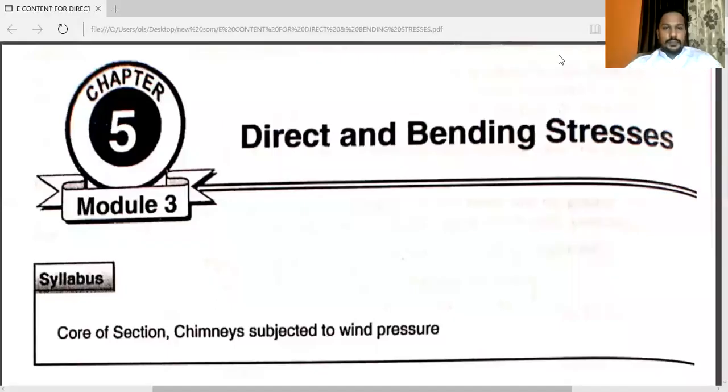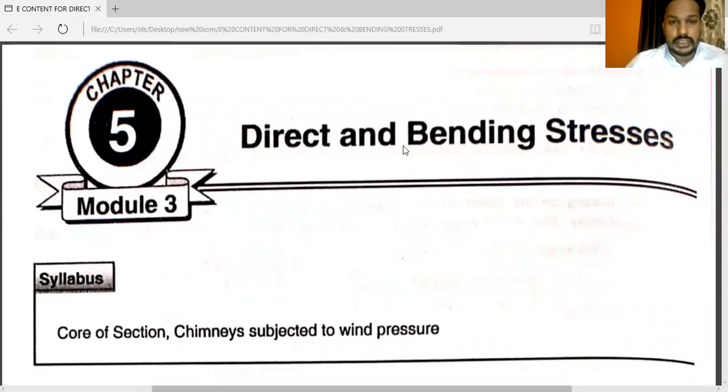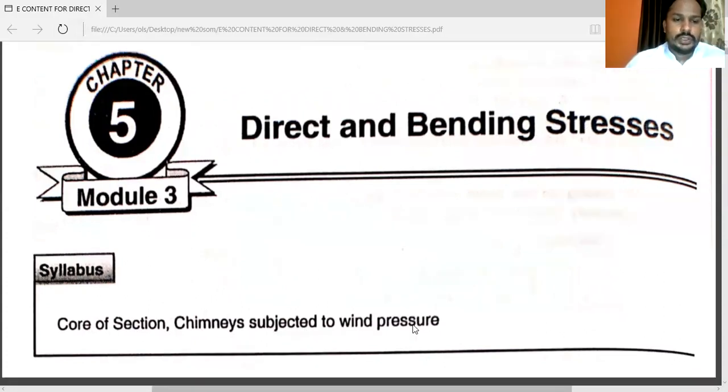Hello friends, here we are going to start a new topic, that is direct and bending stresses. In the direct and bending stresses, we have two important points. First one is the core of section and another one is chimney subjected to wind pressure.